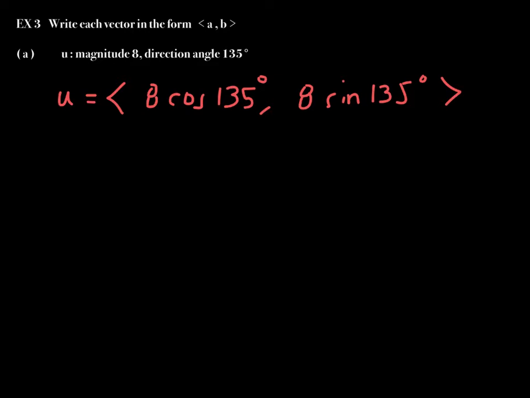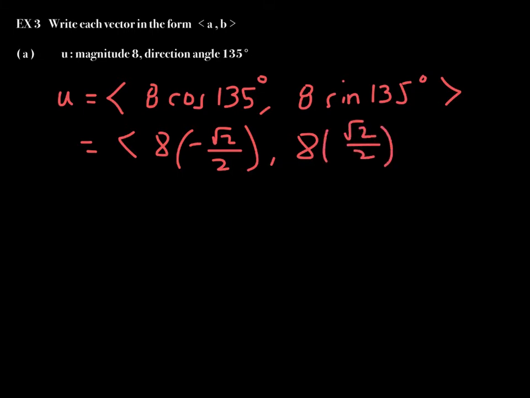Okay, so then the components will be 8 times, now cosine of 135 degrees is just the opposite of cosine of 45 degrees, so it'll be negative root 2 over 2, comma, 8 times sine of 135 degrees is exactly equal to sine of 45 degrees, which is just root 2 over 2. Okay, so simplifying here, your components are negative 4 root 2, comma, positive 4 root 2. All right, that's the form they want us to write the vectors in. All right, first one done.